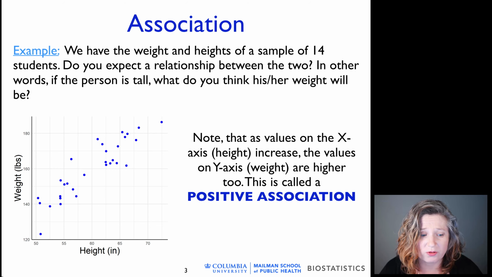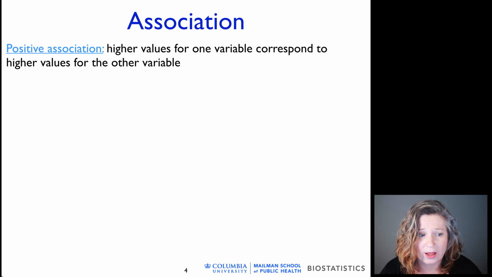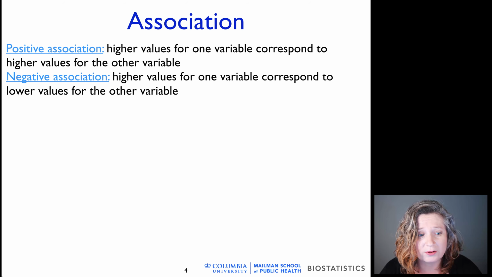Because in this graph the data go up, as values on the x-axis increase, the values on the y-axis are also higher. This association is called positive association. So we have positive associations when higher values for one variable correspond to higher values for the other variable. We can also have negative associations when higher values for one variable correspond to lower values for the other variable.